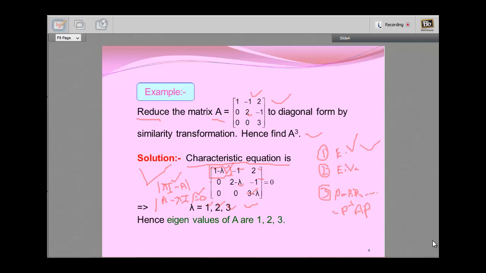Yes, it is 3, you are right. There are three eigenvectors: the first eigenvector corresponding to lambda is equal to 1, the second eigenvector corresponding to lambda is equal to 2, and the third eigenvector corresponding to lambda is equal to 3. So one by one we will find the eigenvectors.